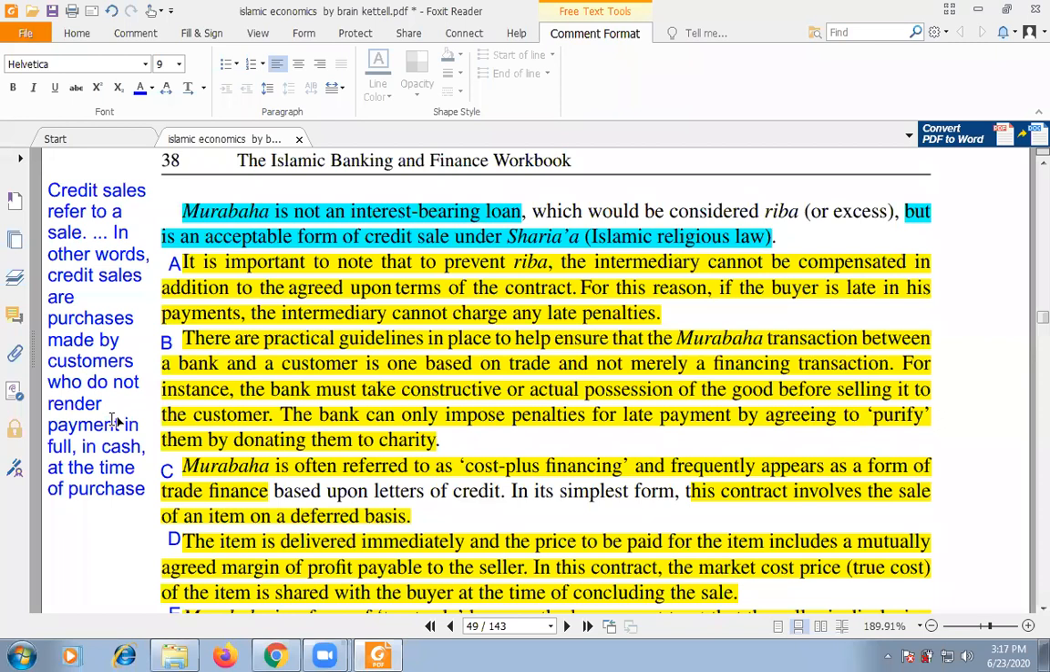Trade, because we say this Murabaha contract is between the bank and the customer. So this transaction is based on trade. So in trade, the bank must take possession of the good before selling it. It means the bank must take actual possession of the good. Actual possession of the good means first take it in its own possession, before selling it to the customer.